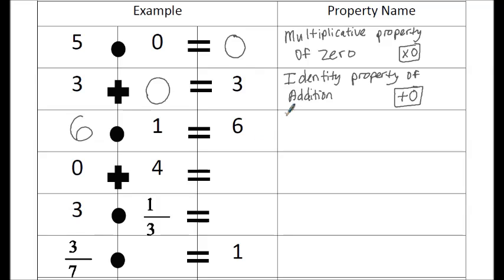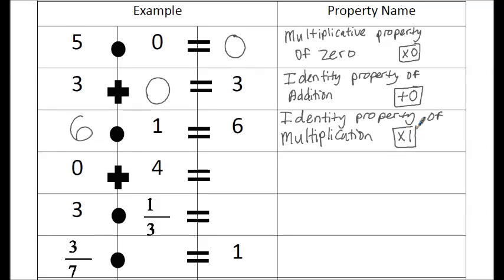6 times 1 is going to give me 6. So whenever I multiply by 1, you're showing that the number doesn't change. The identity of that number doesn't change. So we're going to have the identity property of multiplication. So we don't change the identity through multiplication. So when we are multiplying by 1, that's when we're going to see the identity property of multiplication.